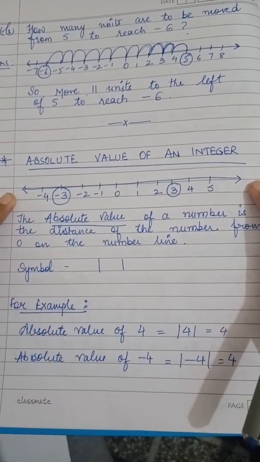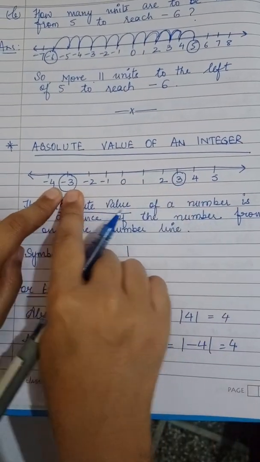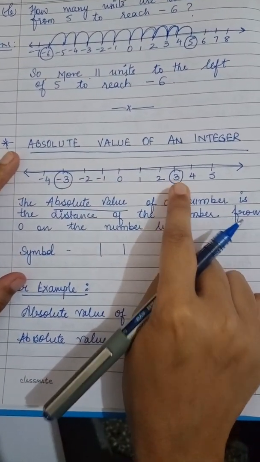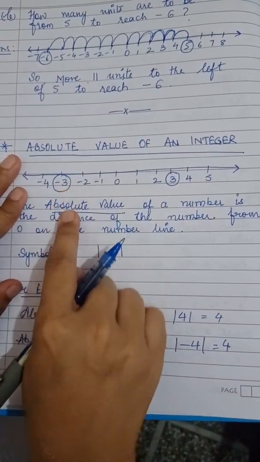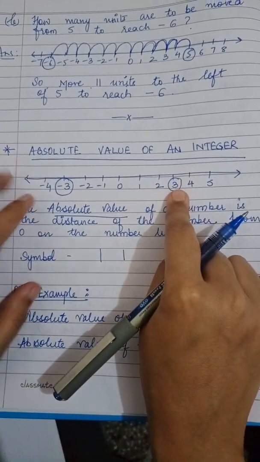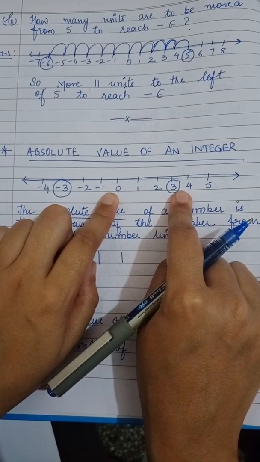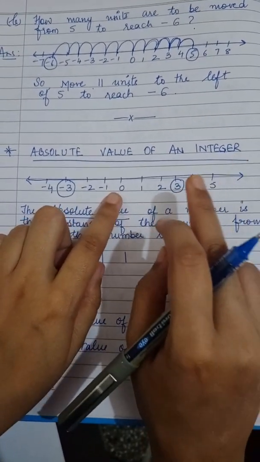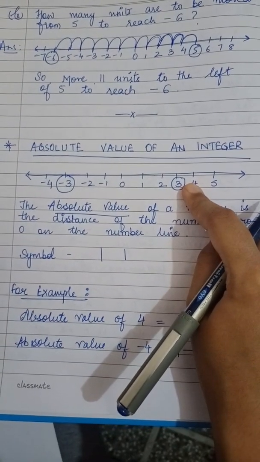Now we have this number line. In this number line, I have marked two numbers, -3 and 3, and I have to tell what the absolute value of 3 and -3 is. Basically, what is the meaning of the absolute value? Absolute value means the distance of any number from 0, either to the left or to the right. It will remain the same irrespective of the sign.